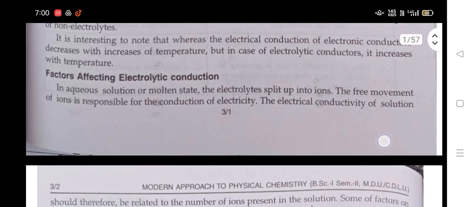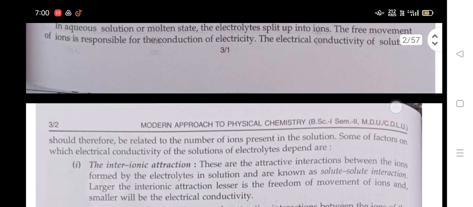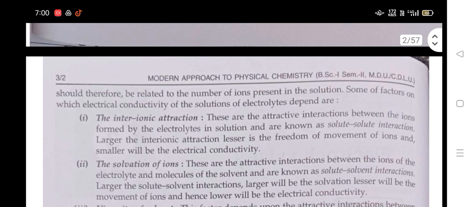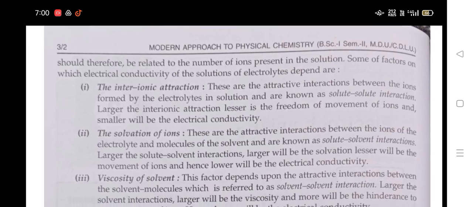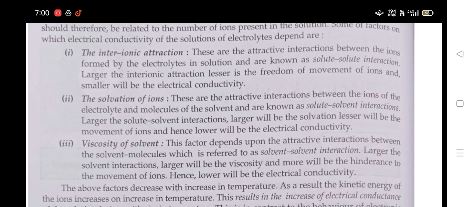Factors affecting electrolytic conduction. In aqueous solution or molten state, the electrolyte is split up into ions. The free movement of ions is responsible for the conduction of electricity. The electrical conductivity of solutions should therefore be related to the number of ions present in the solution. Some of the factors on which electrical conductivity of the solutions of electrolytes depends are: first, the interionic attraction. These are the attractive interactions between the ions formed by the electrolytes in solution and are known as solute-solute interaction. The larger the interionic attraction, the lesser is the freedom of movement of ions and the smaller will be the electrical conductivity.